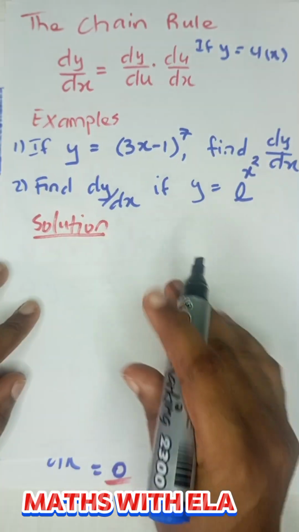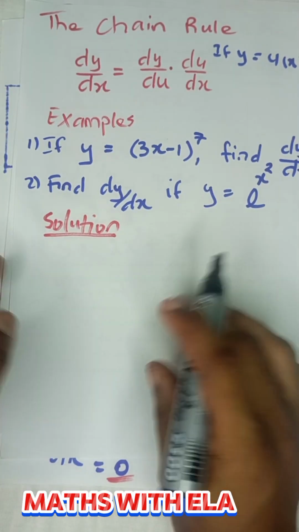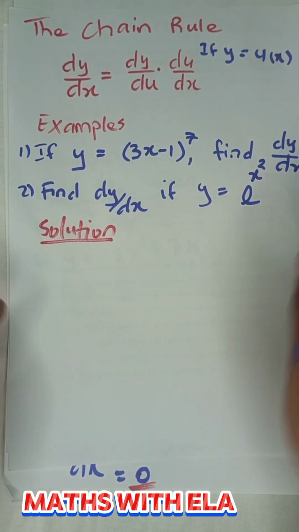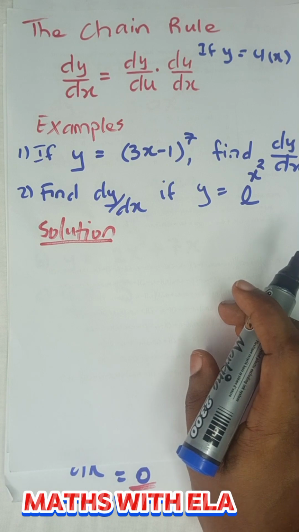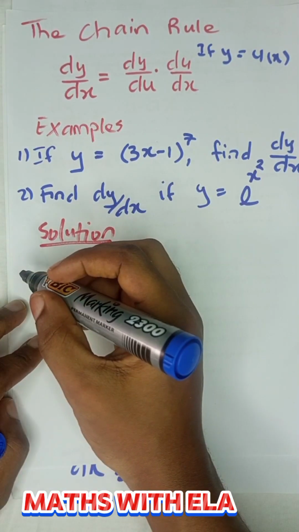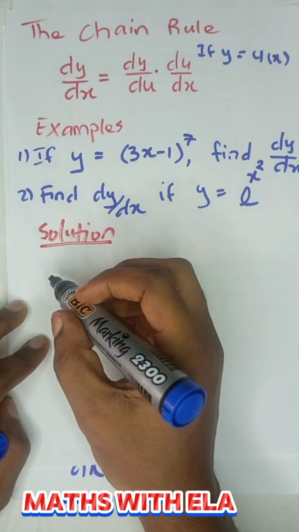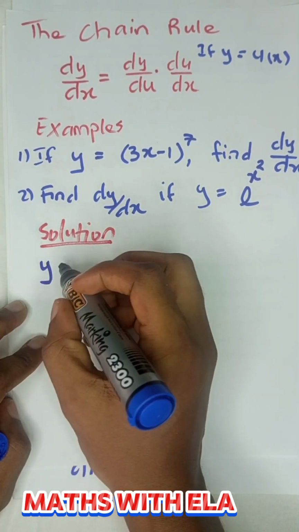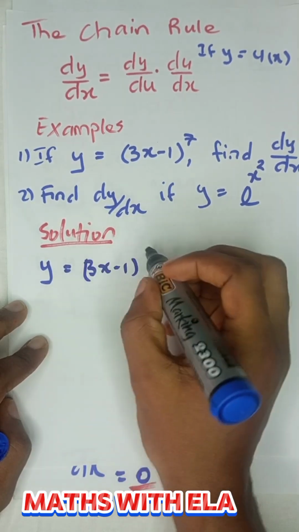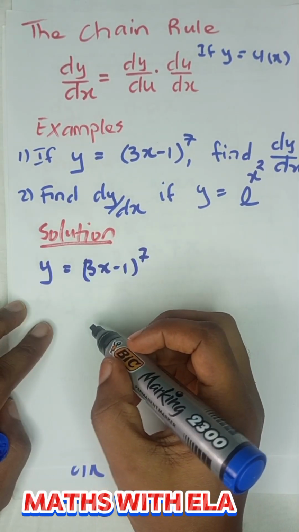So please pay attention here, because we are going to illustrate how to apply the chain rule. It's not so straightforward, but if you follow very keenly, then you're going to understand it, and it's going to be like ABC. So we have y is equal to (3x minus 1) raised to the power 7.